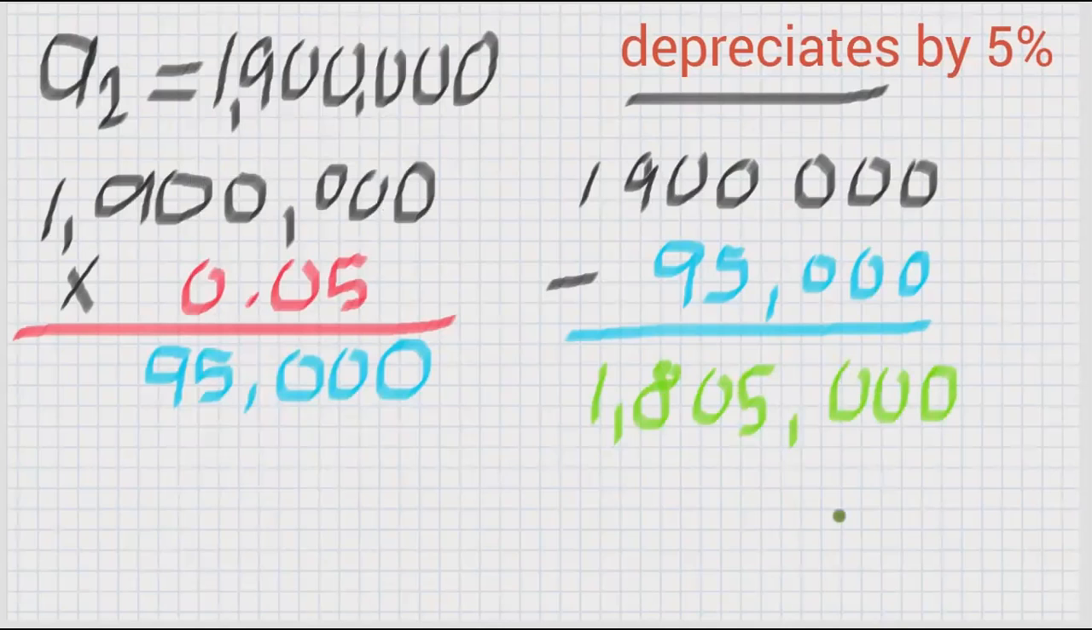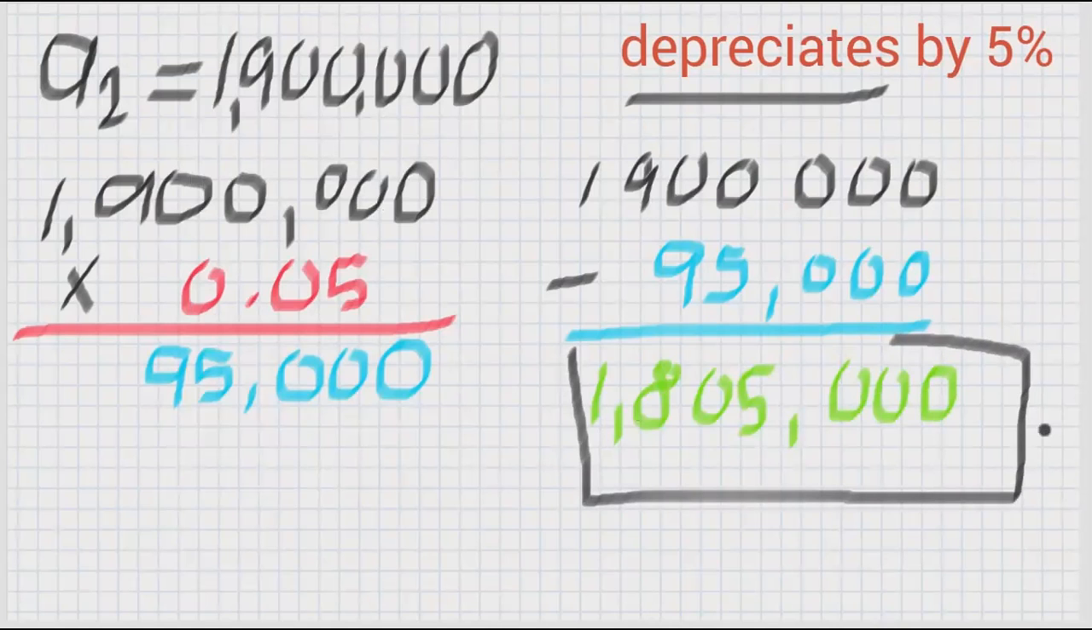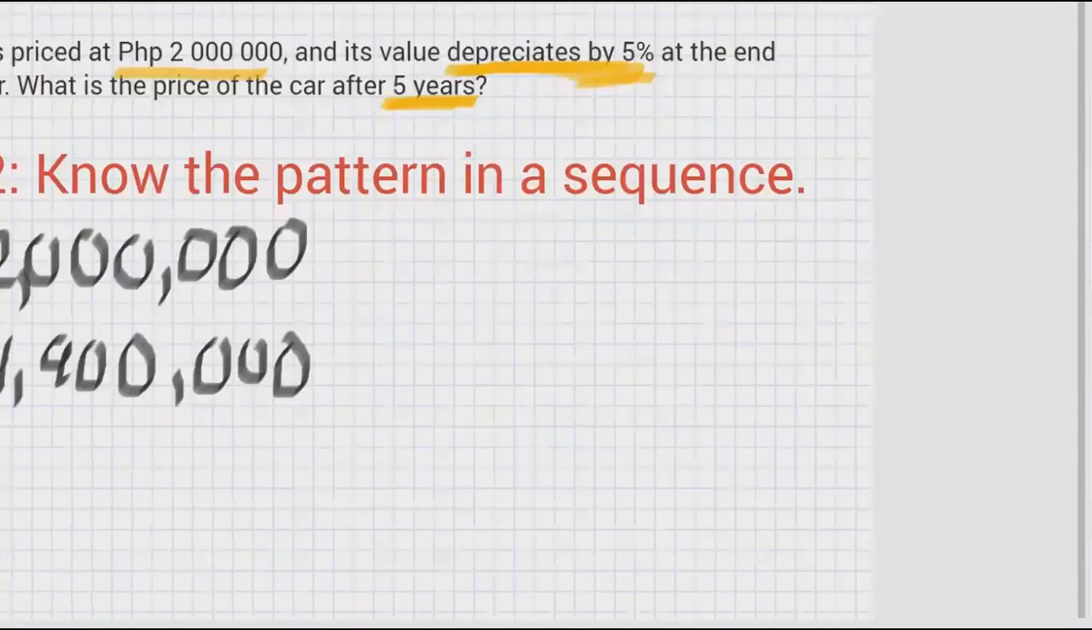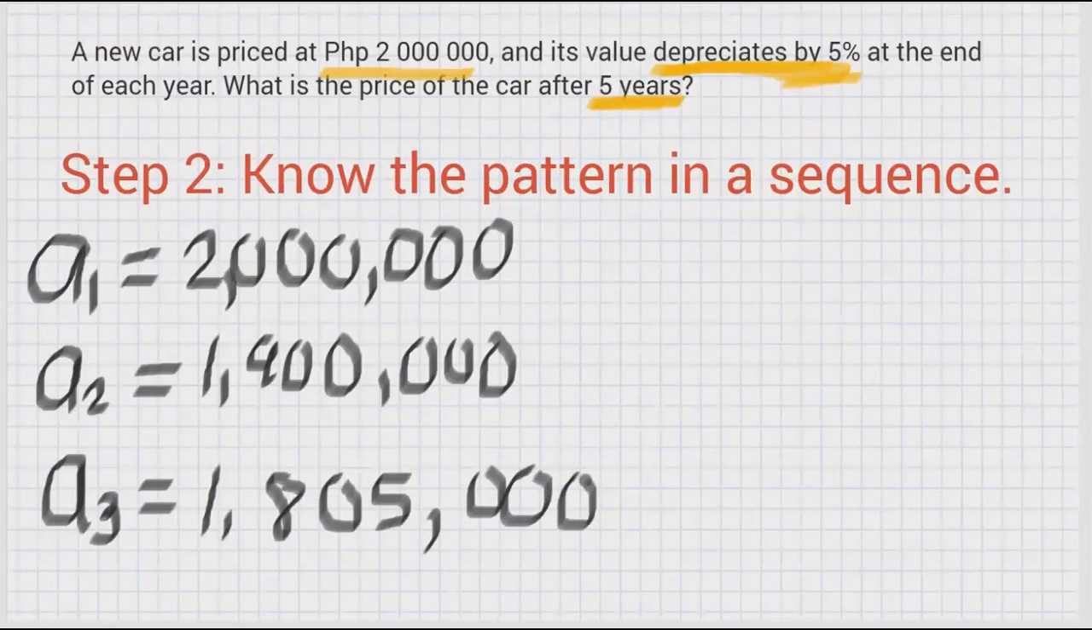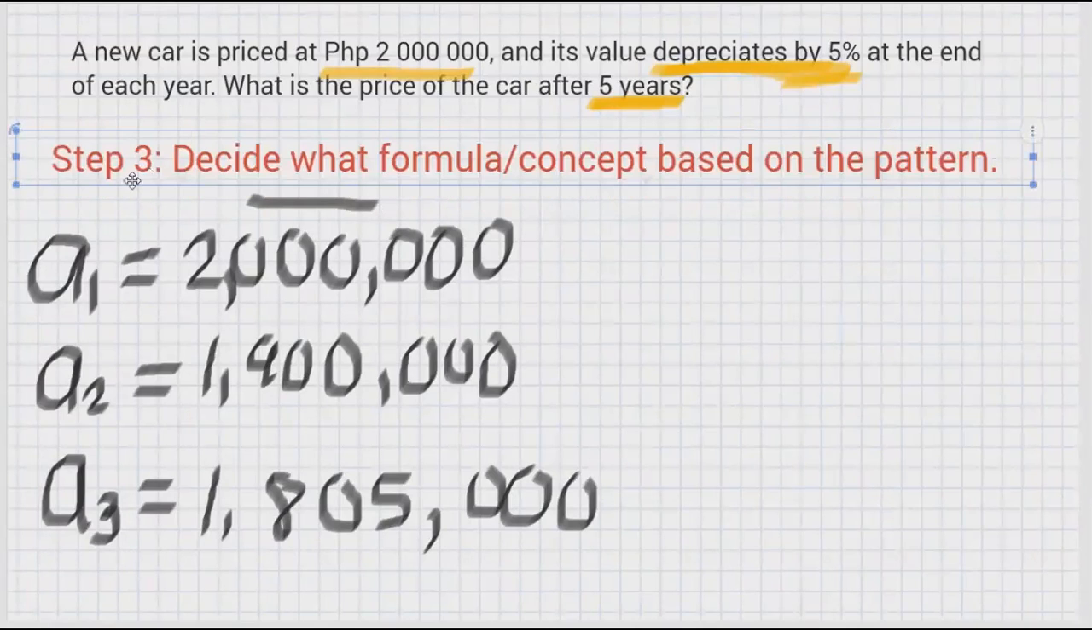Would it be enough to identify what kind of sequence it is? Let's write this first in the pattern: 1,805,000. Now the question is, would these three terms be enough to identify the pattern in a sequence? Can you identify what is now the pattern in this given sequence?